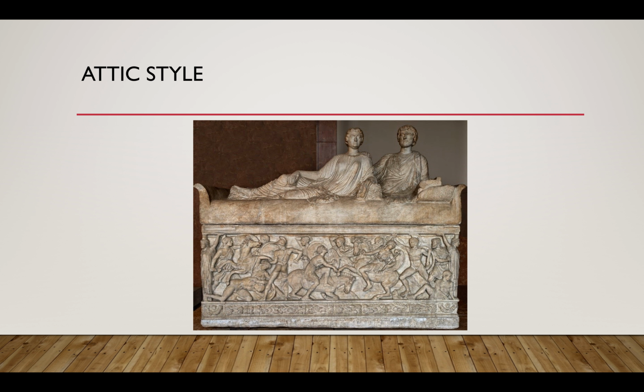This is an example of the Attic style with the Etruscan Klein style on top of the deceased reclining. On the bottom you see the battle scene that's going on, and then you also see some other embellishment and ornamentation down here at the bottom. They were usually just decorated on the front and on the 2 sides because they were put in or up against a wall, so you wouldn't usually see the back of it anyways.